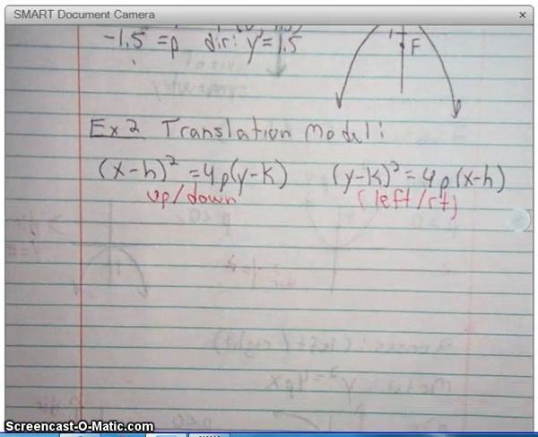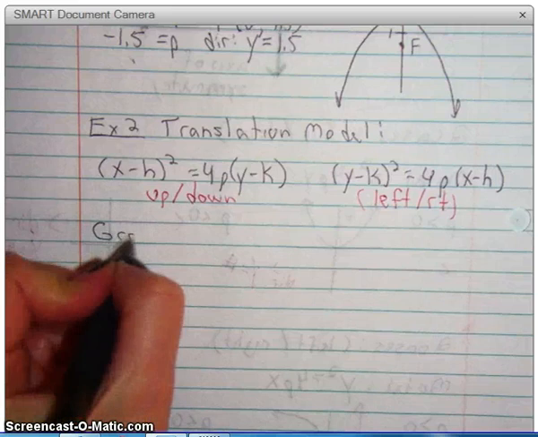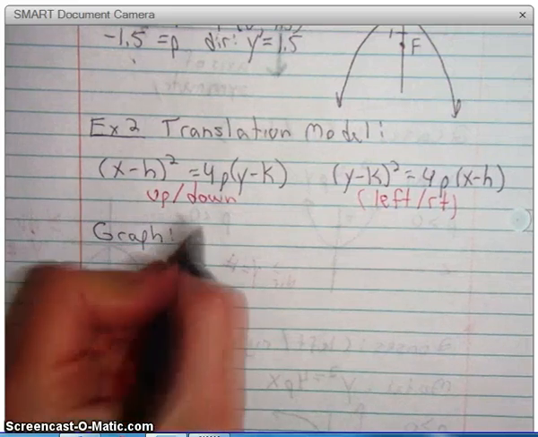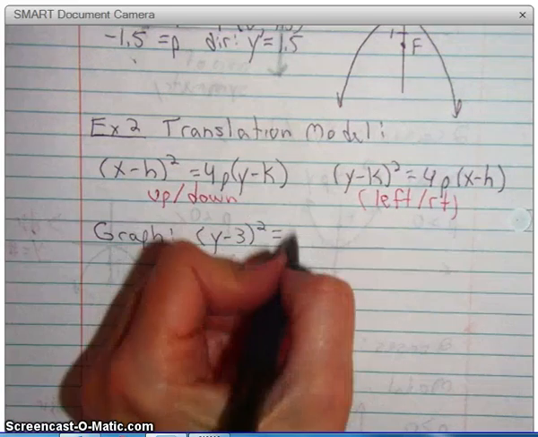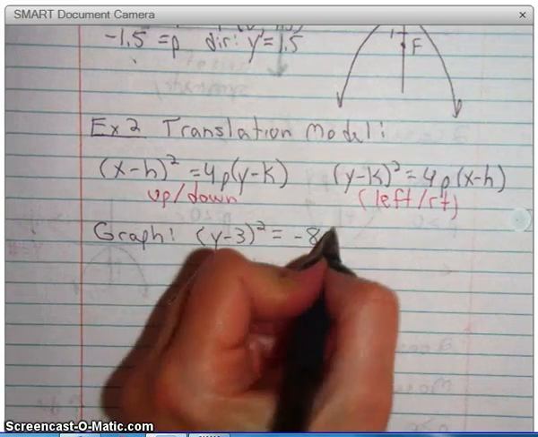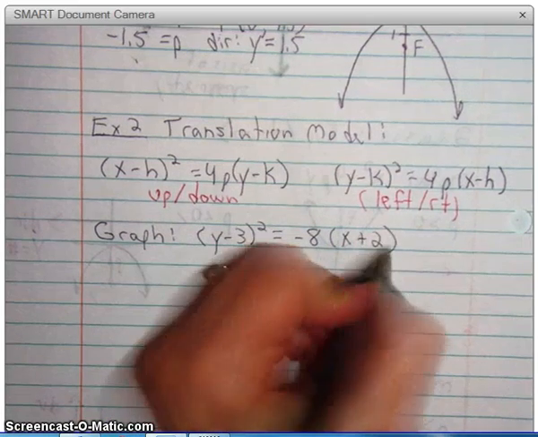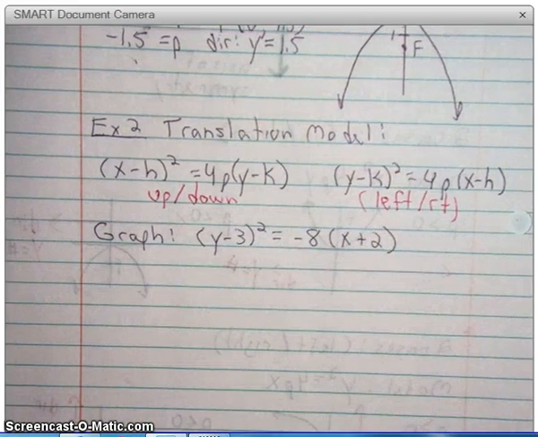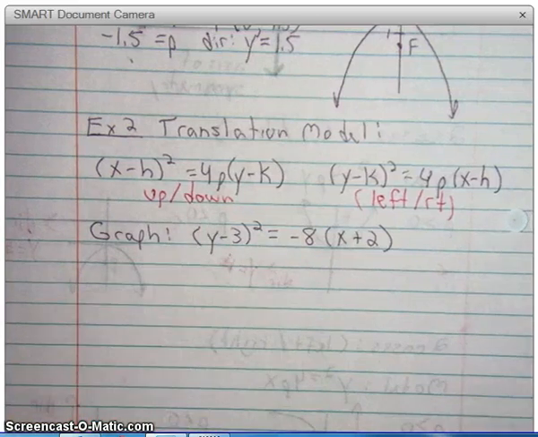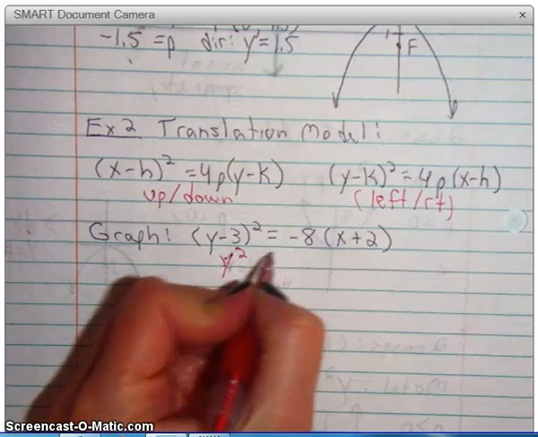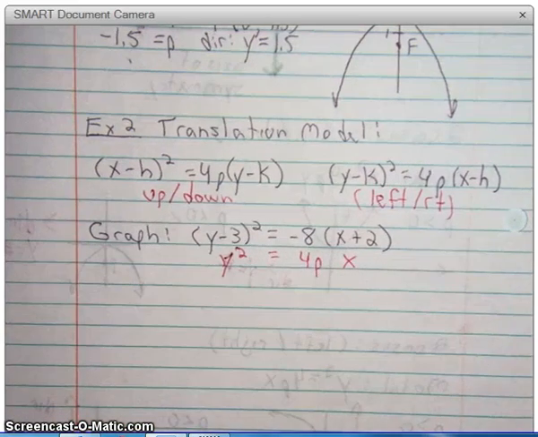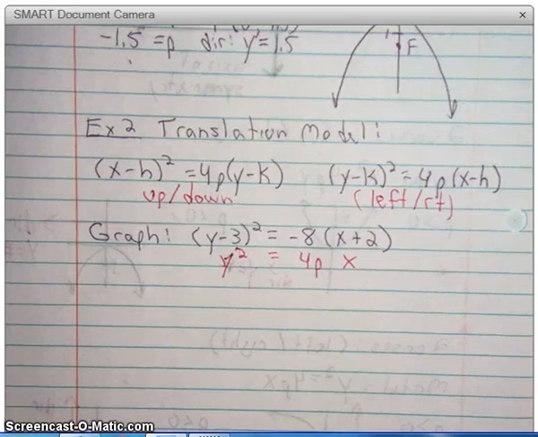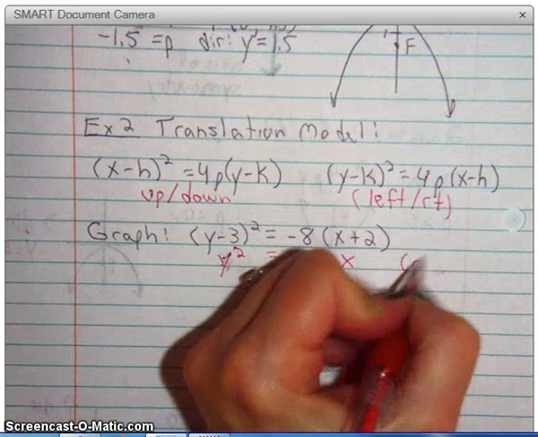Okay. So let's graph a translation. Y minus 3 squared equals -8 times x plus 2. This one, the model we're looking at is, if I put the model underneath, it's y squared equals 4px. Okay? So when it's y squared, what are our choices for openings? Is it up or down or right or left? Okay, so this one is a right or a left.